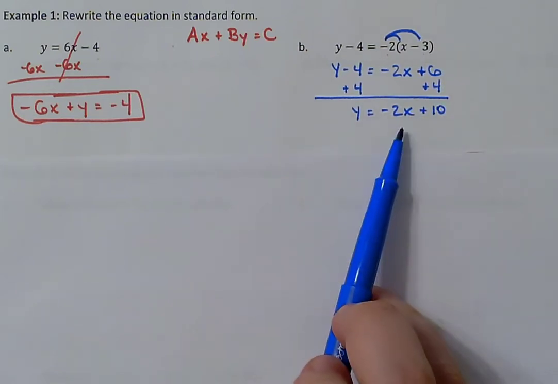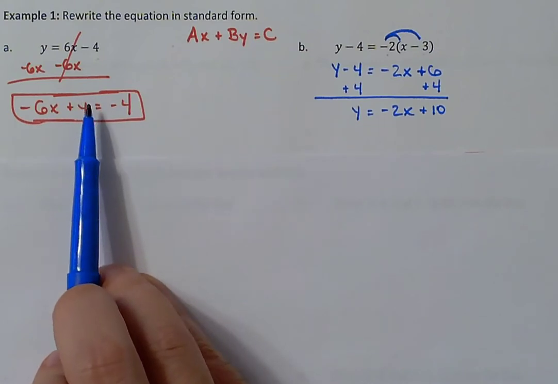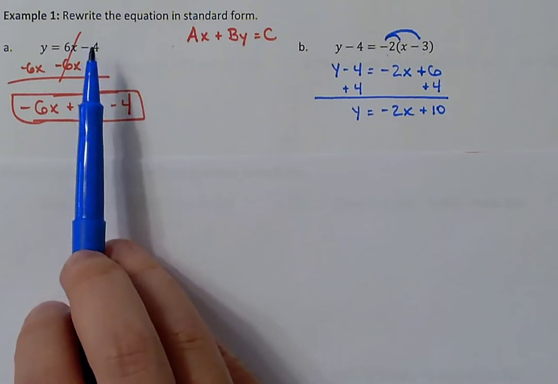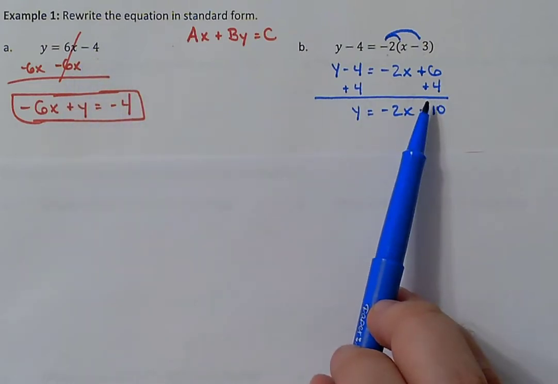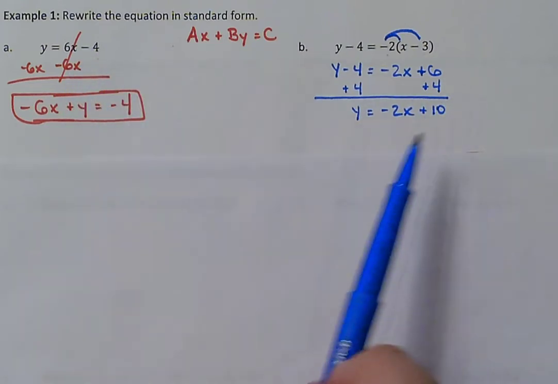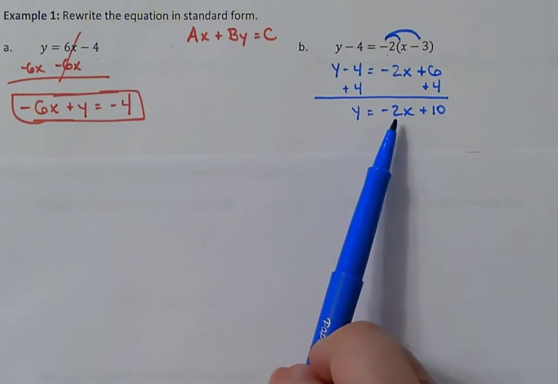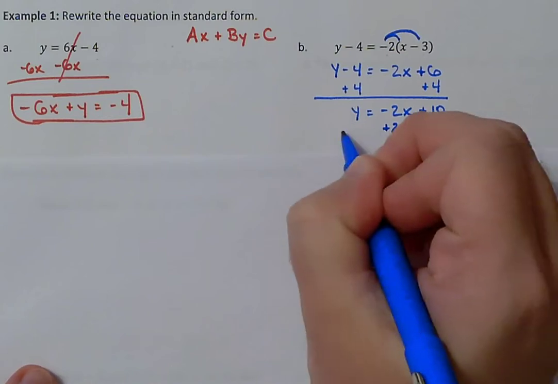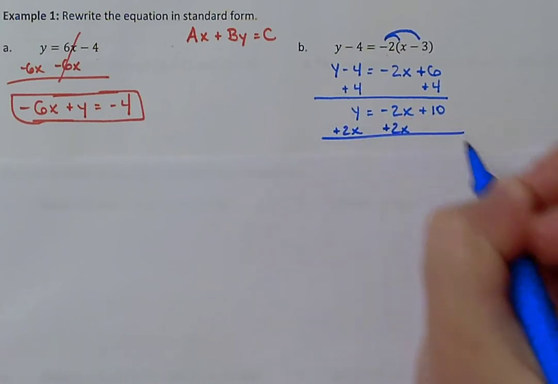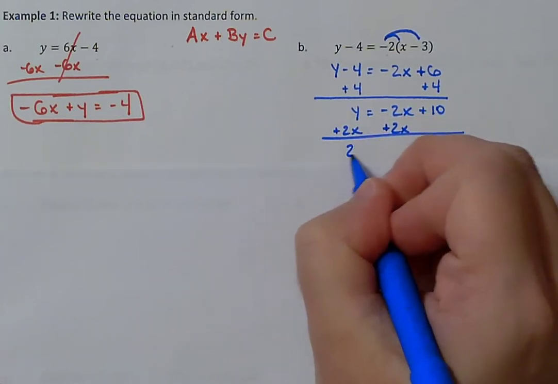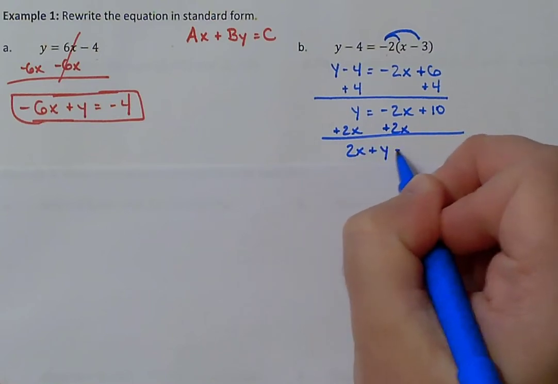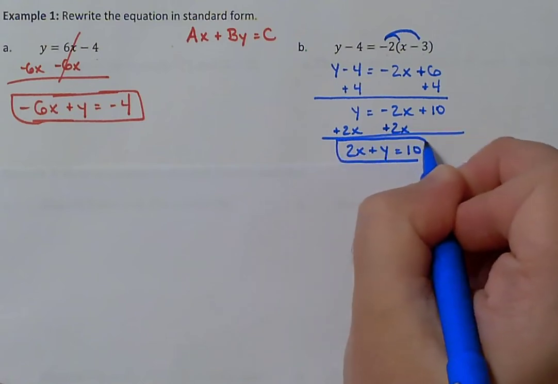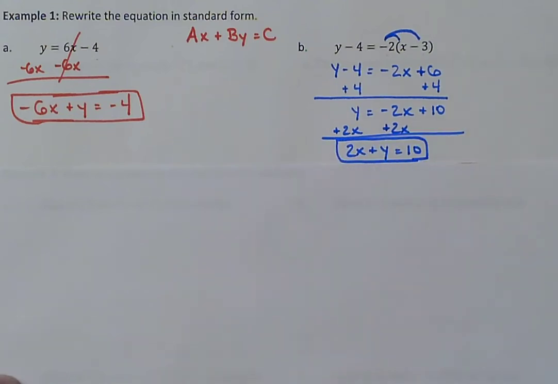And I'm now at the point where I would be if I started with the slope-intercept form. So from here, I just have to do what I did over here, which is to add the 2x over, and I'm adding because it's -2x. So we add 2x to both sides. And when I add 2x to both sides, I get 2x plus y equals 10. And that is going to be my answer.